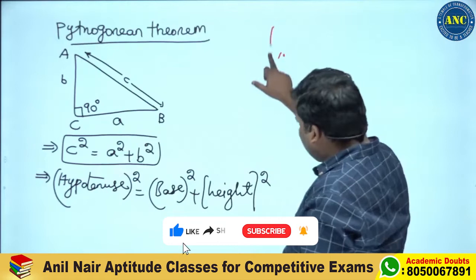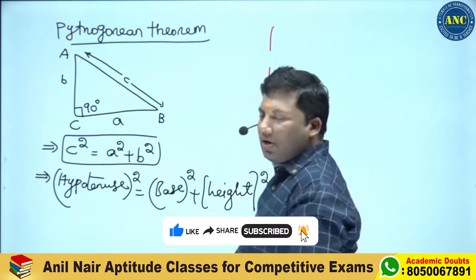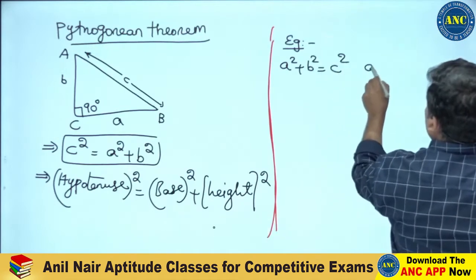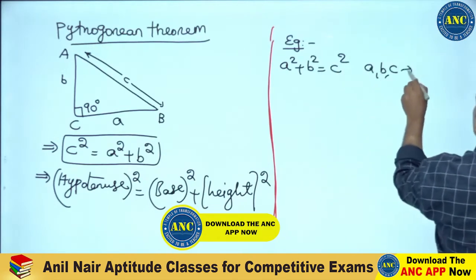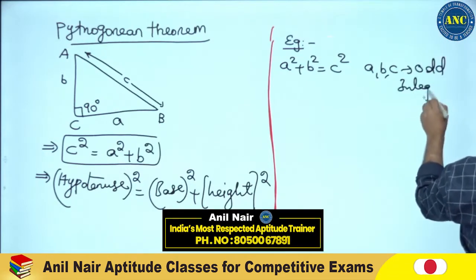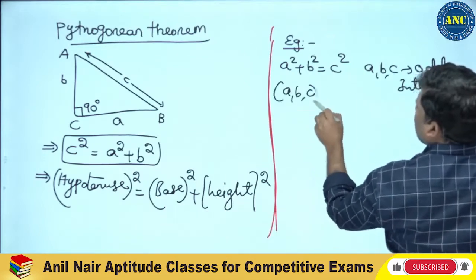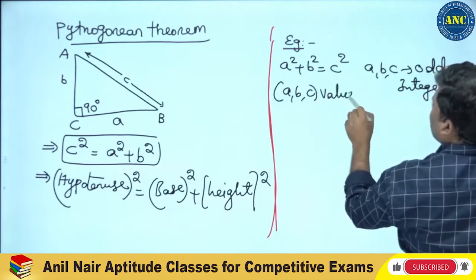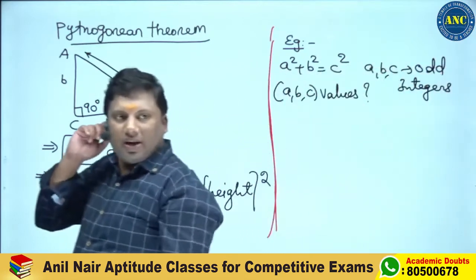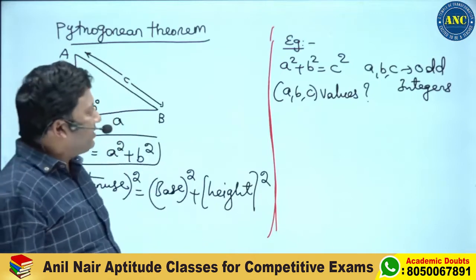I hope the concept is very, very clear to you. Now a square plus b square is equivalent to c square, and a, b, c are odd integers. How many values can a, b, c take such that this equation is satisfied?